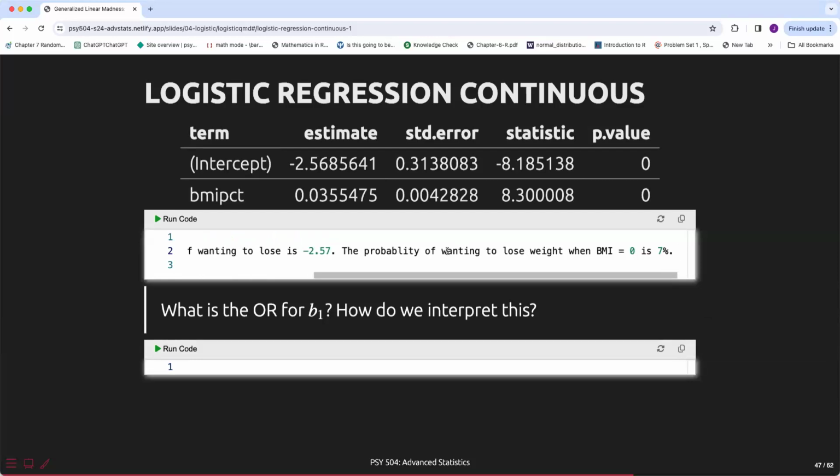And I think that kind of makes sense, right? Because I think that if you have a BMI of 0, you're probably not wanting to lose weight, I don't think. You're probably wanting to gain more weight. So that makes sense. So how do we interpret this BMI term, our slope estimate here?